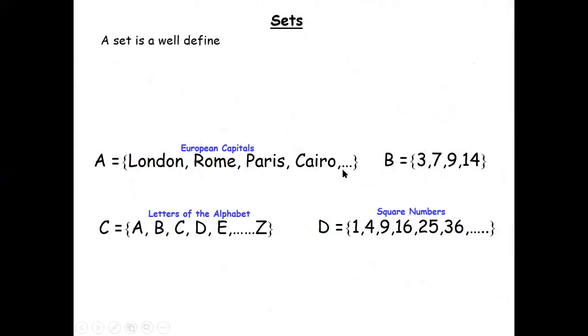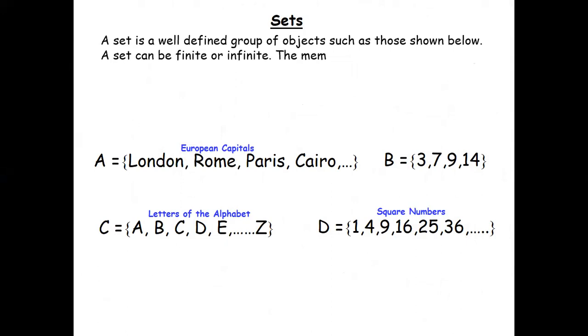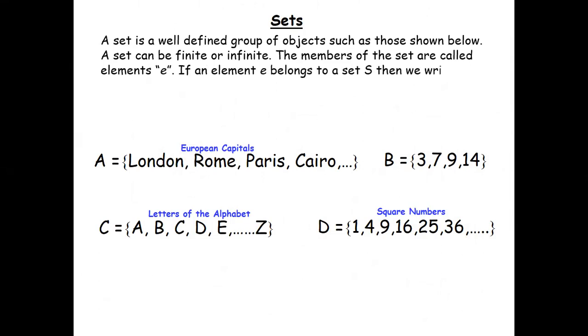Starting it now. So sets, as you can see, a set is a well-defined group of objects such as those shown below. And a set can be finite or infinite. This is one of the issues Cantor had when he actually proved that sets can be of different sizes. The members of a set are called elements. If an element E belongs to a set S, then in set notation, we write E, with this Greek letter, an element of S. E is an element of S.